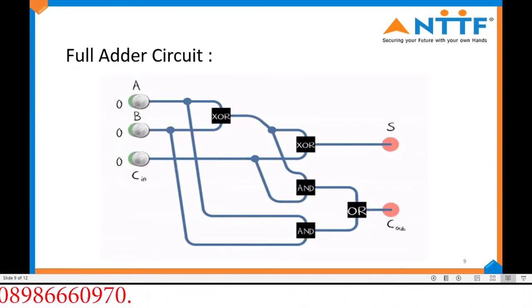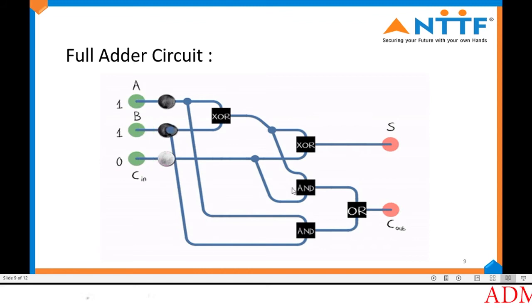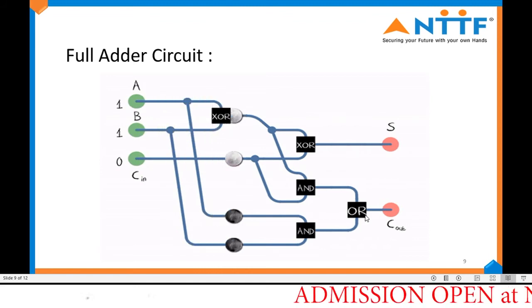Now please carefully observe these full adder circuits and tally these circuits with your truth table. As you see here, in this circuit we are using 3 basic logic gates. They are XOR gate, AND gate and OR gate.